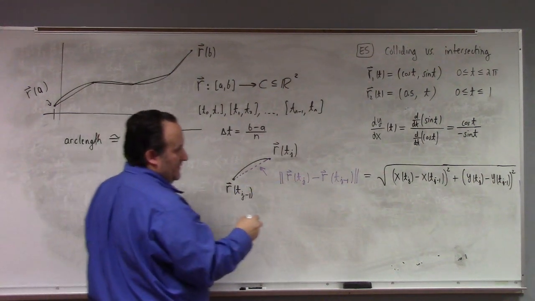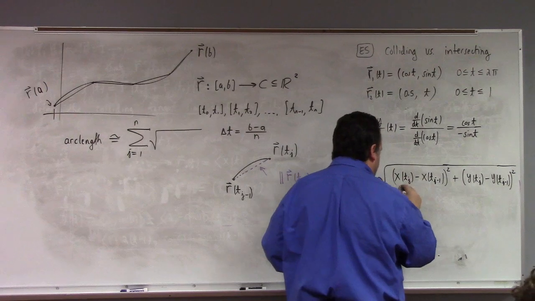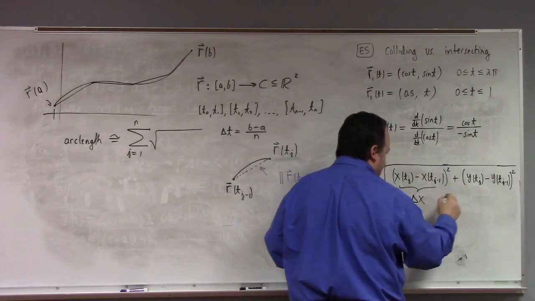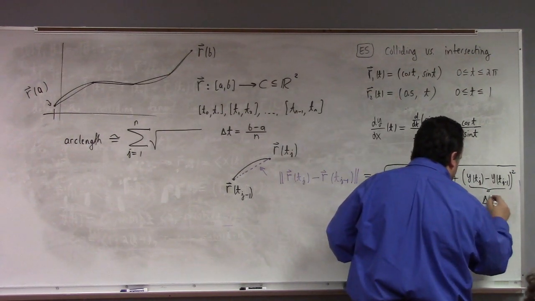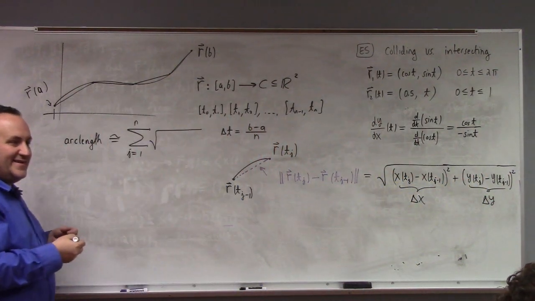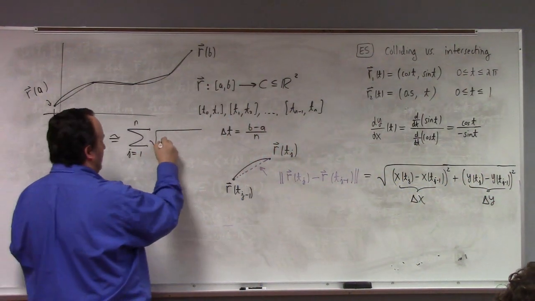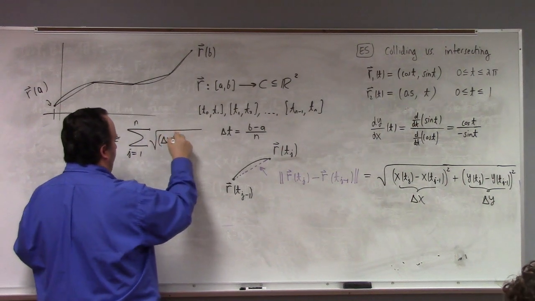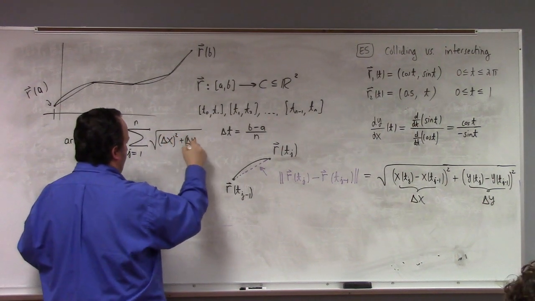So in the interest of not going nuts, I'm going to call this delta x, and I'm going to call this delta y, because it gives me no joy to write those symbols again. Okay, so delta x squared plus delta y squared, yeah?